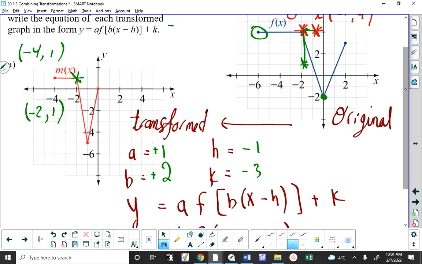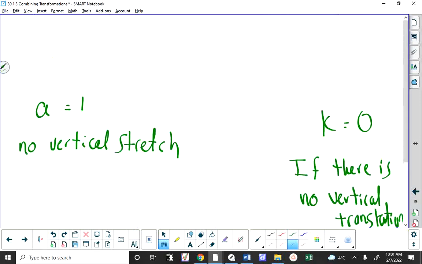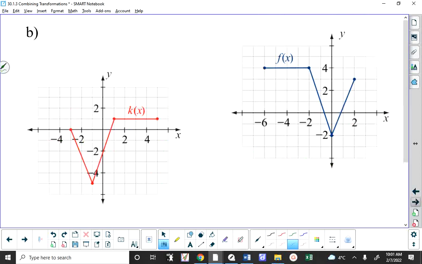All right, let's try another one. This time I would like everybody to take a minute, and I would like you to write, we're going again from the blue to the red, and I've just reproduced the blue graph again up here. I would like you to write the values of A and B, and then we will get to H and K in a minute, but I want you to take a look at A and B first.